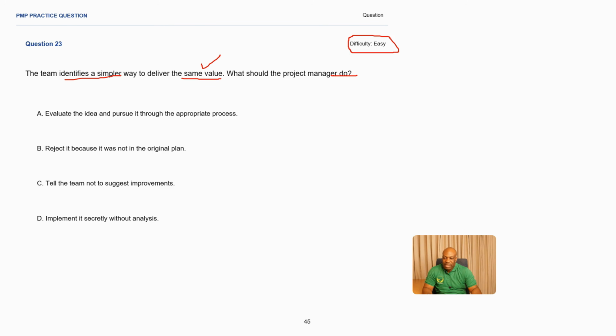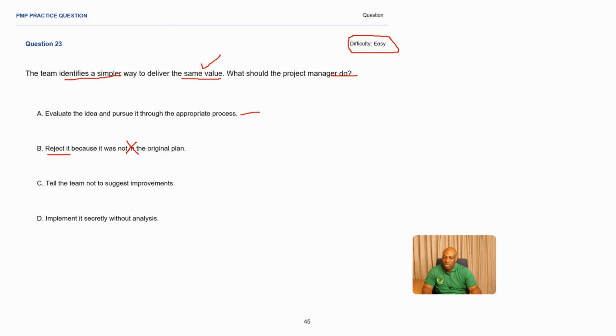Evaluate the idea and also pursue it through the appropriate processes. Okay. I like the word evaluate because you're getting more information. Reject it because it was not in the original. In the project management process, you don't reject anything before you understand it. So making this an incorrect answer.